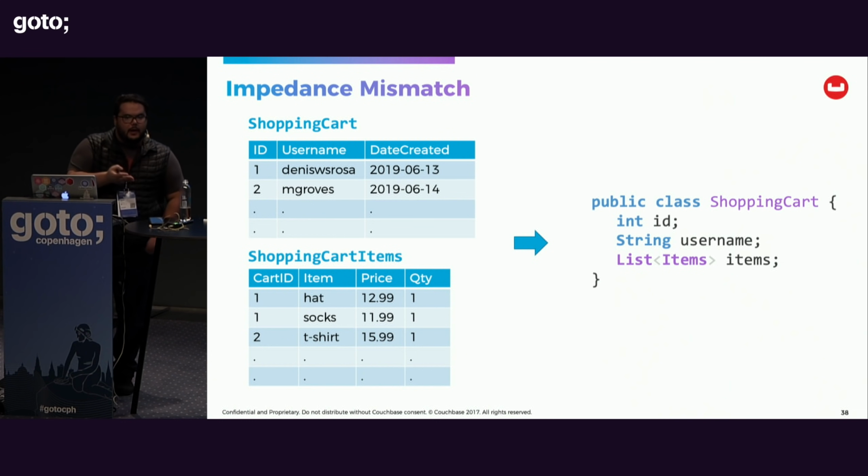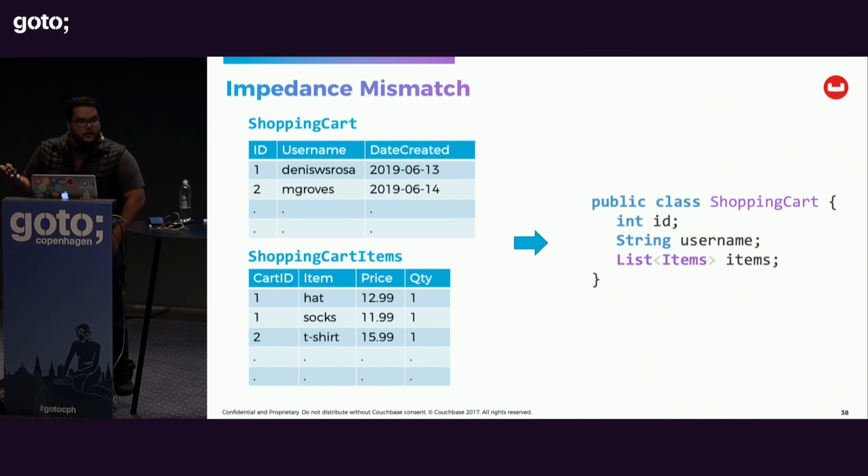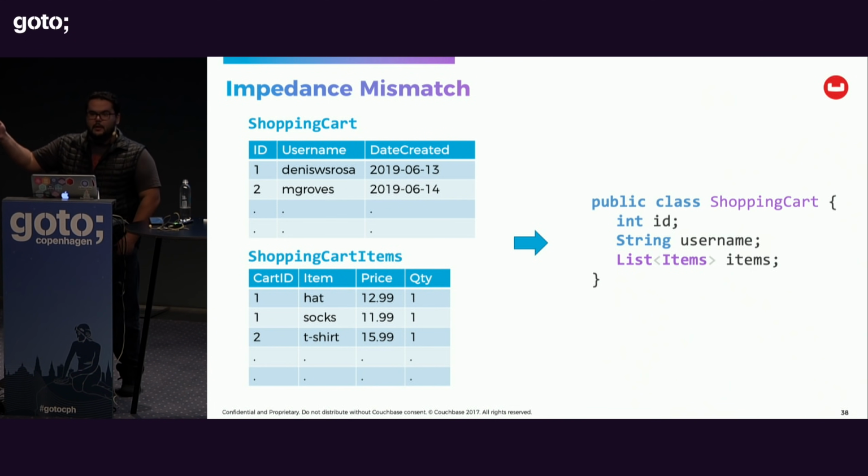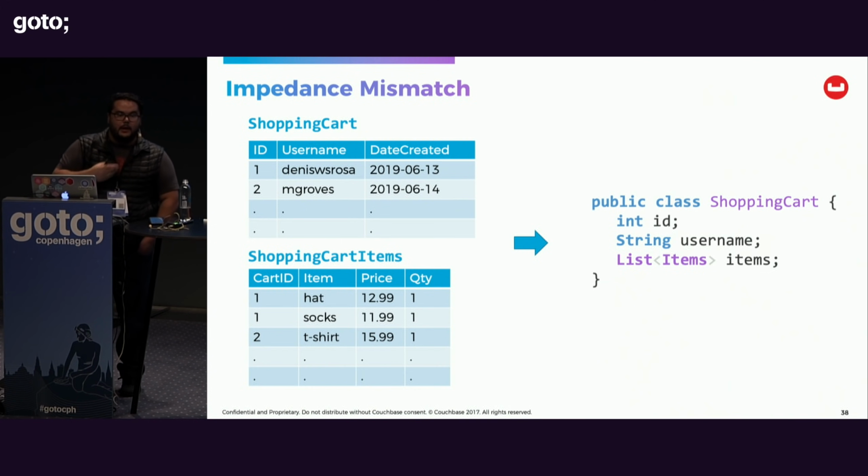What ORM frameworks are trying to do is basically a small bridge that tries to make this friction less apparent. So that's the biggest issue here. We deal with data in our code in a different way than how we store it in the database.